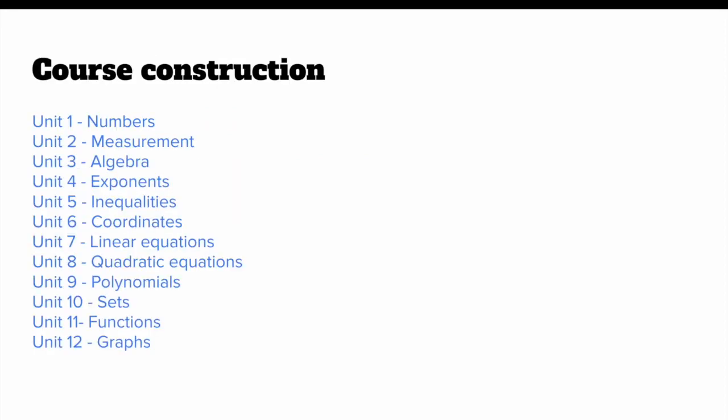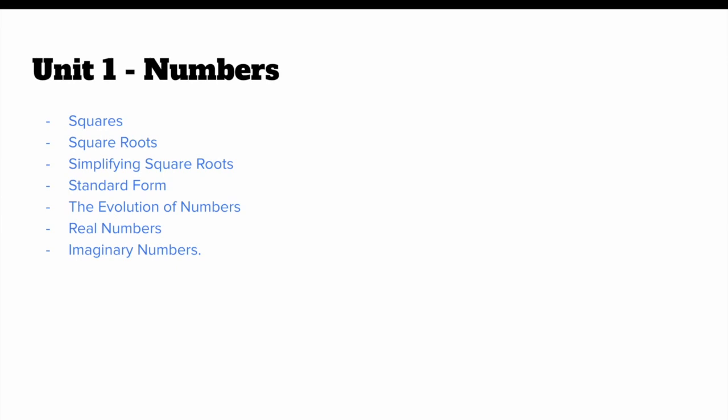My course is divided into 12 small units, which is constructed as numbers, measurement, algebra, exponents, inequalities, coordinates, linear equations, quadratic equations, polynomials, sets, functions, and graphs. Now, I'd like to move on to our first unit, which is numbers.